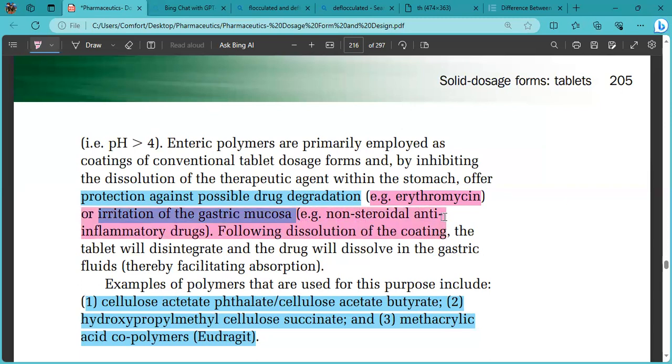Examples of these are NSAIDs. An example you can think of is ibuprofen. Those are all non-steroidal anti-inflammatory drugs.